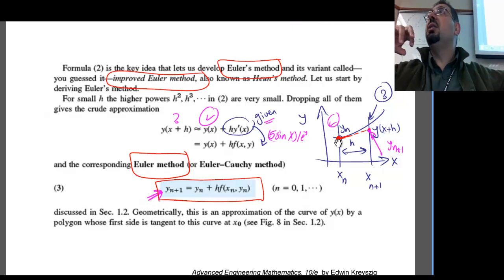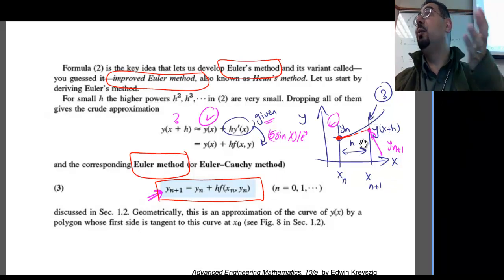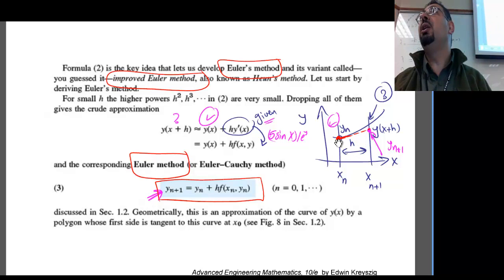So rather than the initial slope, we should get maybe the average of the initial and the final, right? So basically, rather than depending only on the initial slope, I should go with the average between the initial and the final. I didn't have the final when I started, but you have something close to it now. This yn plus 1 is not exactly correct, but it's better than just the initial slope.